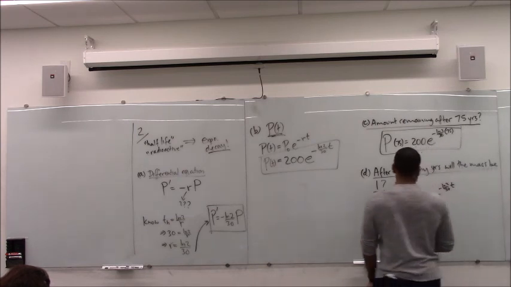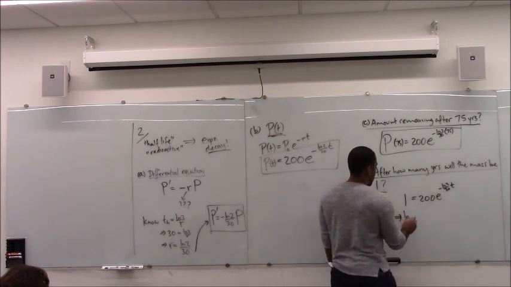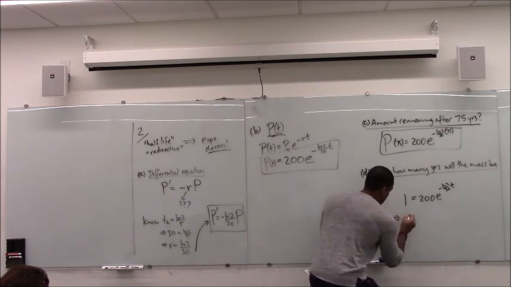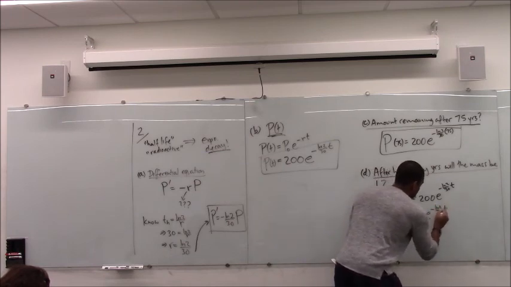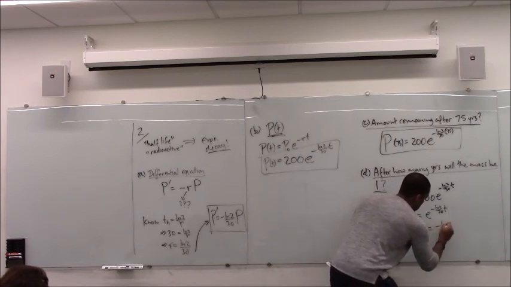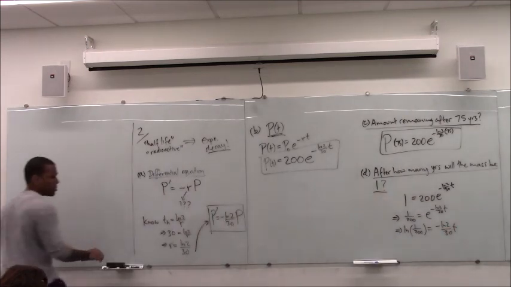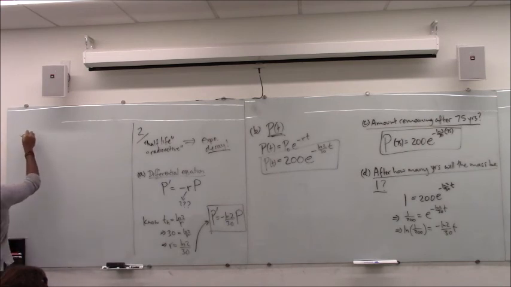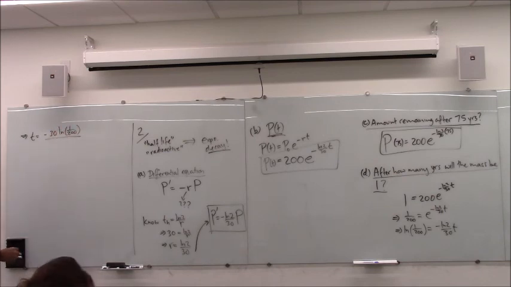How did you solve that? You ln both sides, get ln 1 over 200. Oh, so you first divide both sides by 200? Yeah. Then you ln both sides. So, 1 over 200 equals e to the minus ln 2 over 30 t. You ln both sides, ln of 1 over 200 equals minus ln 2 over 30 t. Then multiply both sides by 30 and then divide by the ln 2.